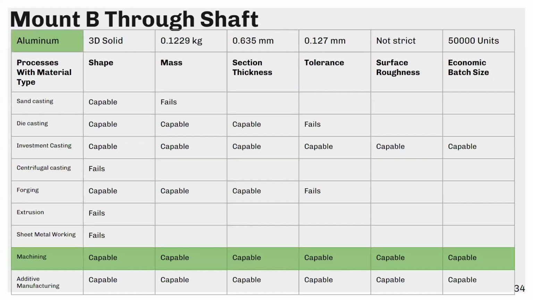The first part that we looked at for design for manufacturing is the mount through shaft, which is part of the mount subassembly and mainly functions to allow for rotation. The material used for this part is aluminum, and based on this, as well as the other attributes of the part, we narrowed down the processes to investment casting, machining, or additive manufacturing. Based on the characteristics of our part, we selected machining as our final process.